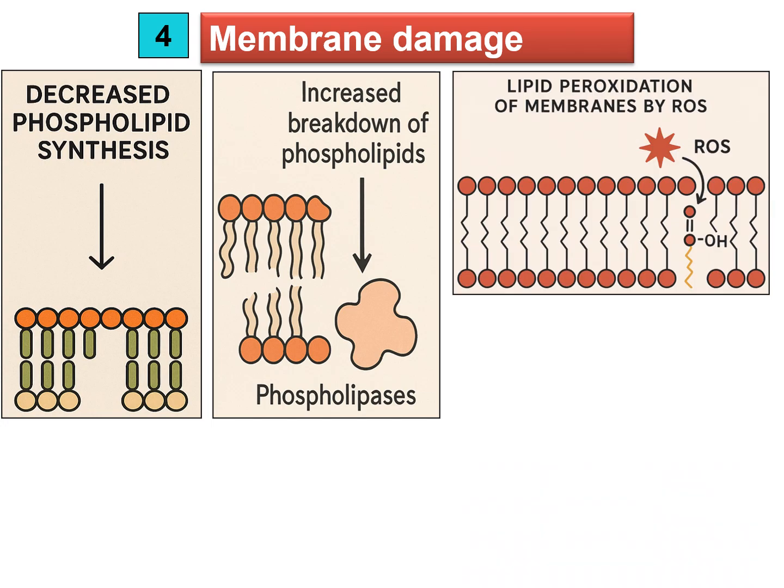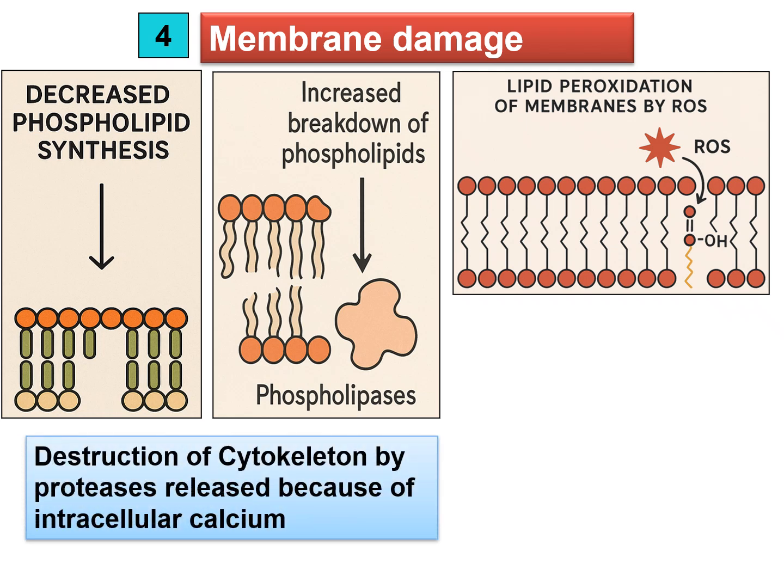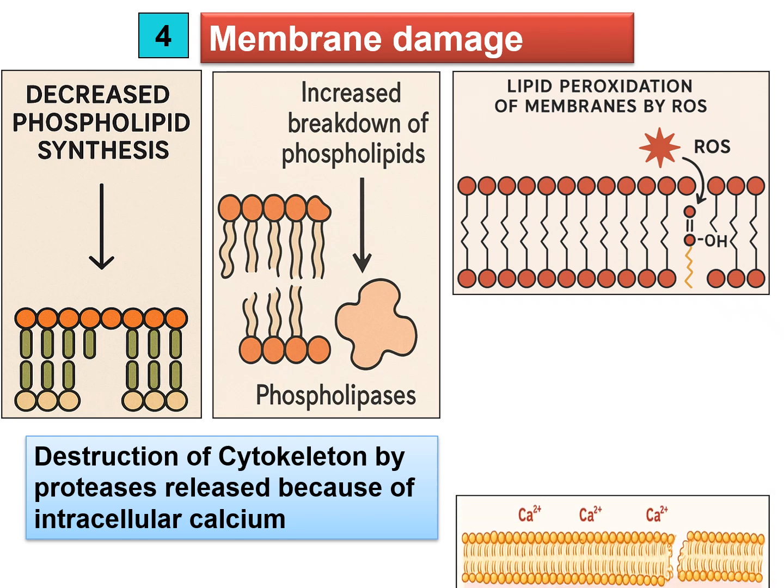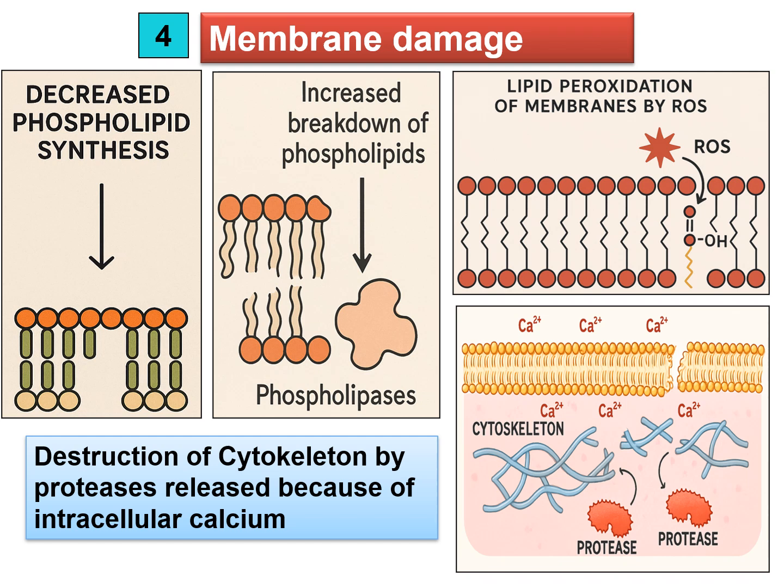Other mechanism by which membrane is damaged is because of reactive oxygen species. Reactive oxygen species cause lipid peroxidation of membranes, thus causing membrane damage. Another mechanism is cytoskeletal disruption by proteases, which are released because of increased intracellular calcium. So here you can see the increased intracellular calcium causing destruction of the cytoskeleton by proteases.